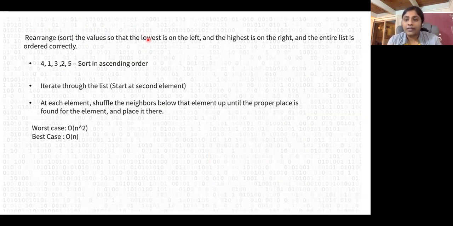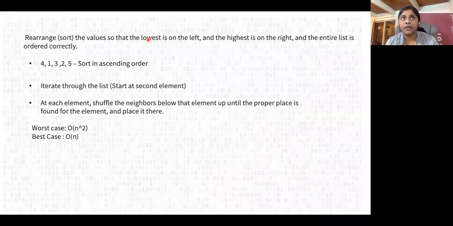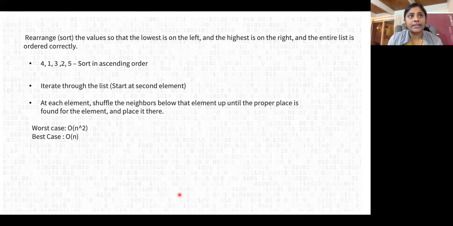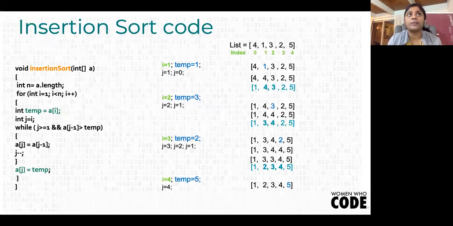So how that sorting happens is the lowest element will go in the left and the highest element will go in the right. The complexity of this is O of n square, and the best case scenario is O of n. We'll discuss how that works. But first, let's go over an example. Okay, cool. Here's the code for insertion sort.